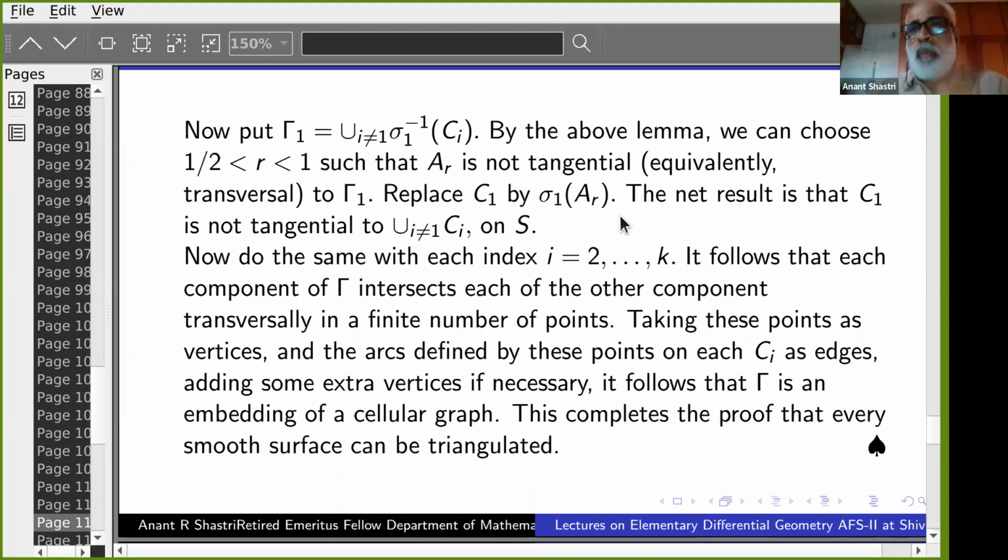Okay. So one curve intersects all other curves nicely. Do the same thing for the other curves now. Take sigma 2, do the same thing. Take sigma 3, do the same. Okay, finitely many steps. What we have got after these finitely many steps is that every curve intersects every other curve transversely.